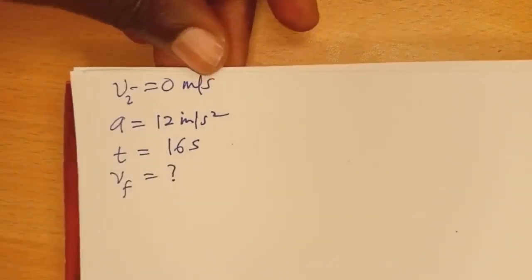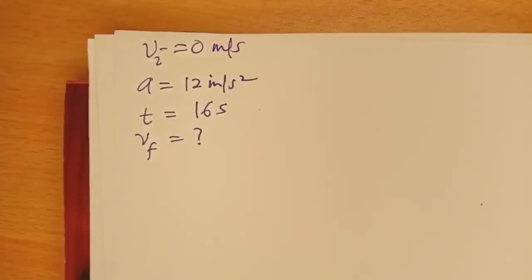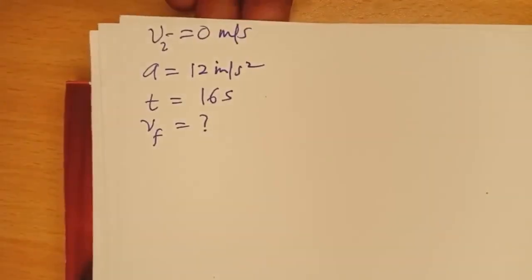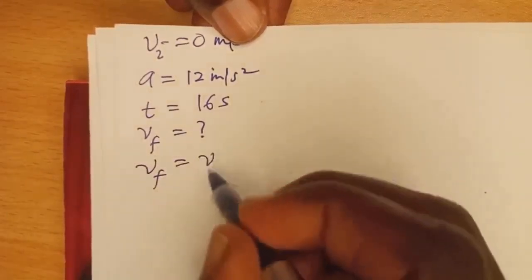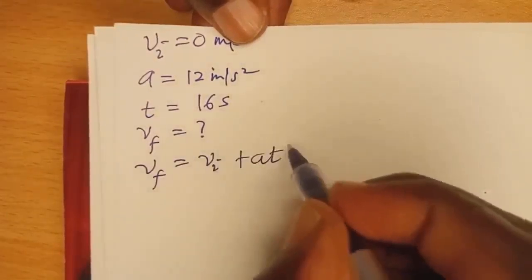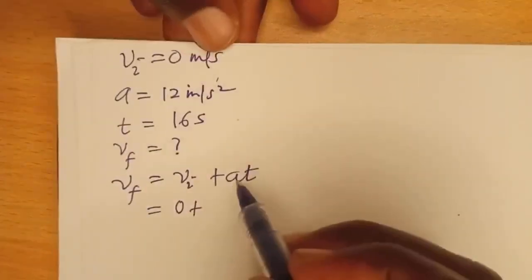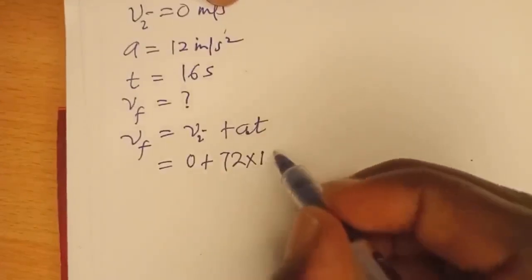We are not given distance here, and since we are not given distance, we use a formula that has no distance. What are we asked to find? The final velocity. So we use v sub f is equal to v sub i plus at. This is equal to, it started from rest, so the initial velocity is 0, plus the acceleration, 12, multiplied by the time taken, 16.